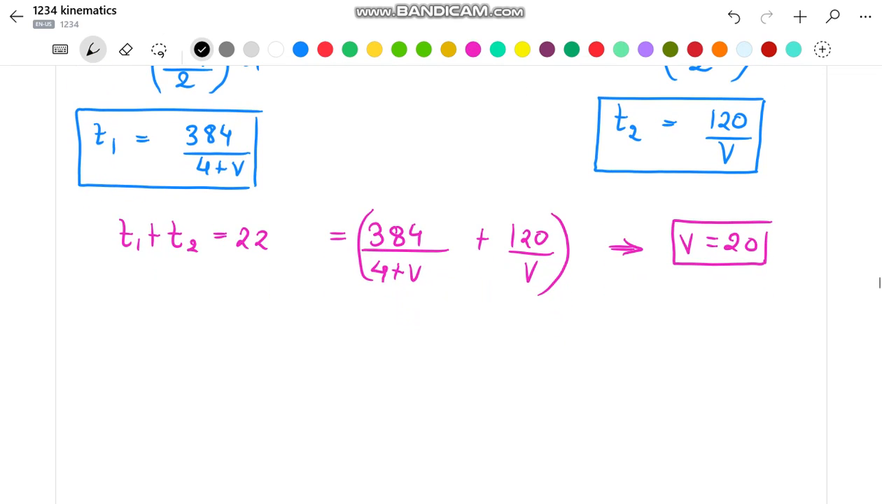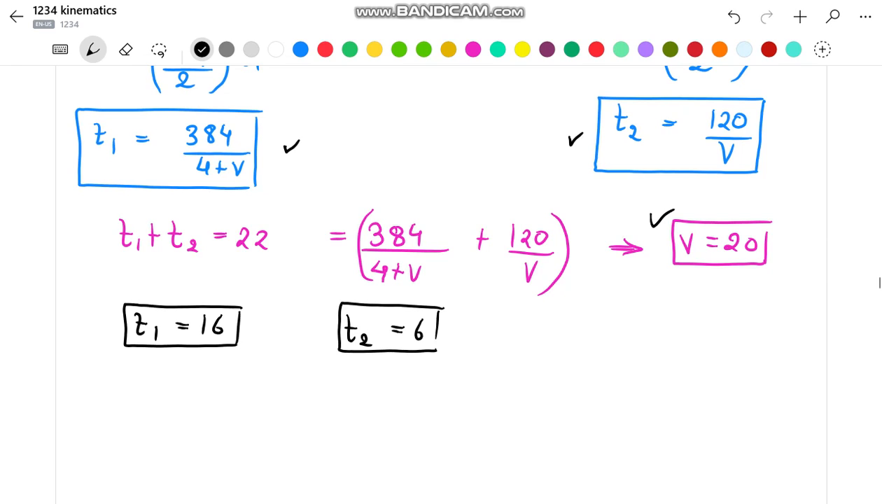Now substituting this value of v in the expressions of t1 and t2, we can find the value of t1, which comes out to be equal to 16 seconds, while the value of t2 comes out to be equal to 6 seconds.